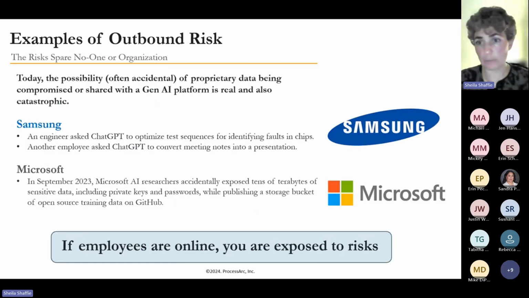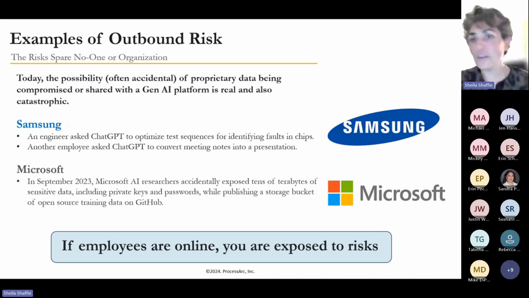Here's prime examples of outbound risk. And I specifically used 2 very high-tech, high-profile institutions like Samsung and Microsoft to illustrate the fact that exposure to outbound risk is not limited to the medium to small size institution. We, by the sheer fact that our employees can go online, we are exposed to outbound risk. And in the case of Samsung, there were 2 instances just recently. One being that an employee inadvertently used Chat GPT to help him optimize the testing sequence of a new product that they were testing. So essentially exposing confidential product development secrets out into the marketplace.